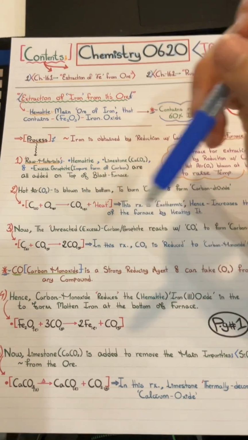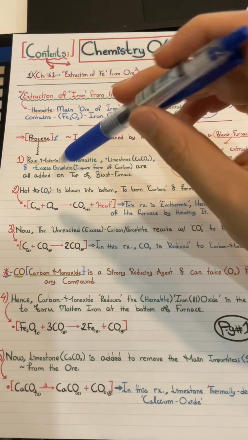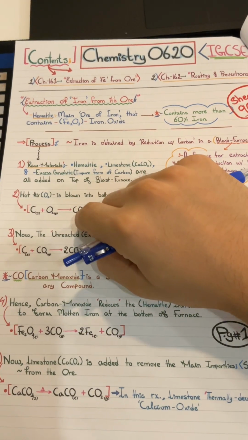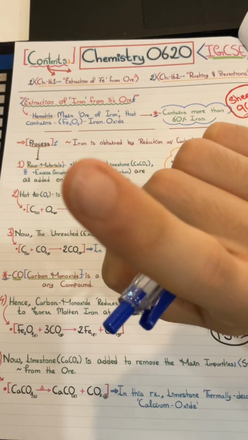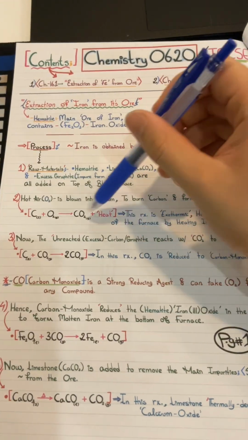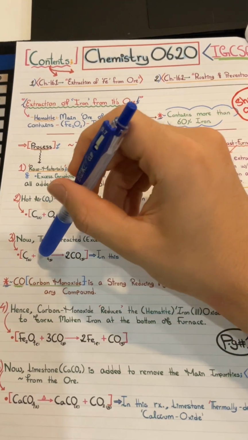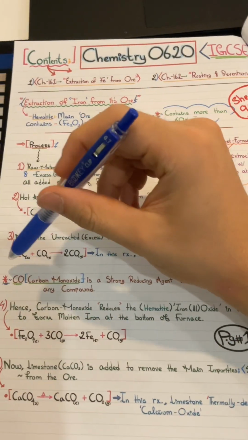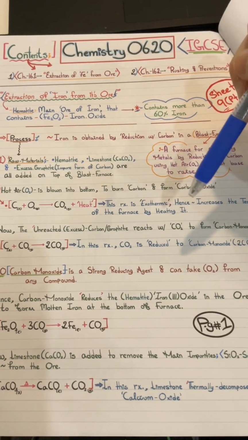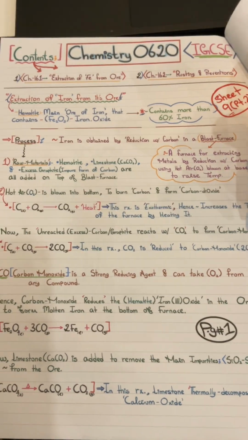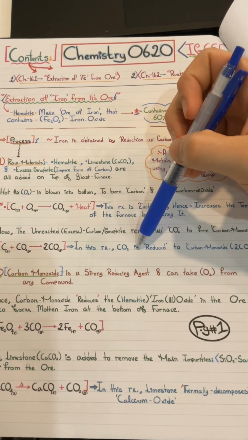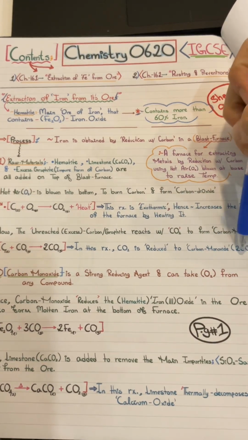Now, the unreacted excess carbon graphite. What does this mean? We formed carbon dioxide. Some carbon did not come in the carbon dioxide. Some carbon was remaining, okay? This remaining carbon will react with this formed carbon dioxide. So this formed carbon dioxide will react with the excess carbon that was remaining, and it will form carbon monoxide. Okay, carbon monoxide. So in this reaction, carbon dioxide is reduced to carbon monoxide.